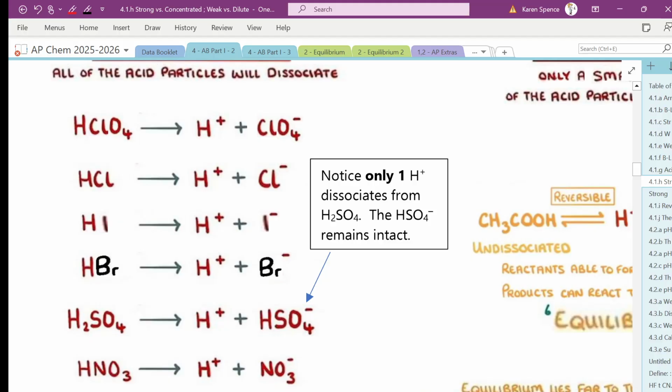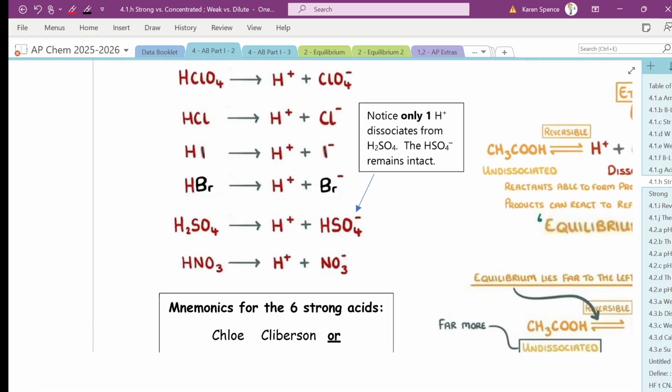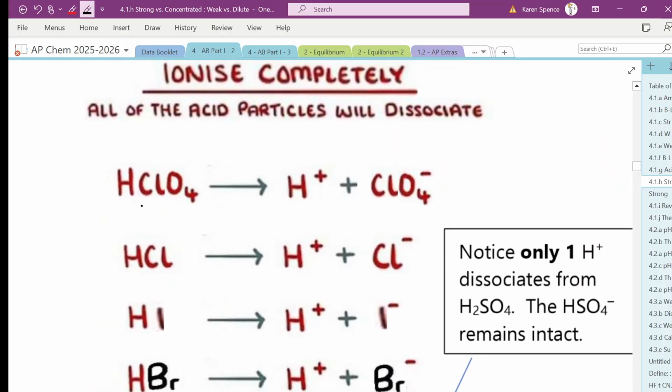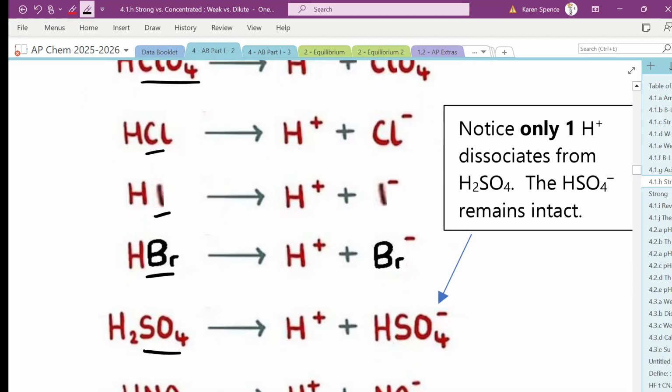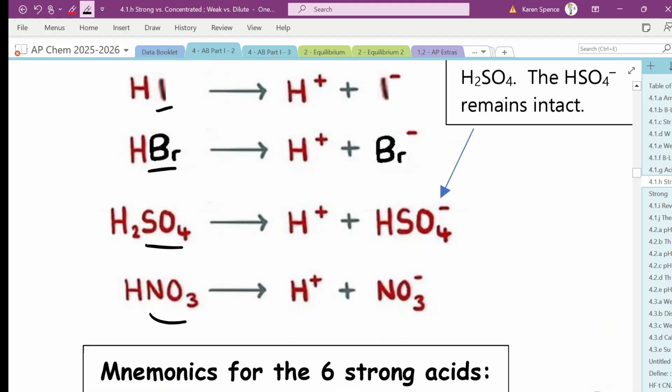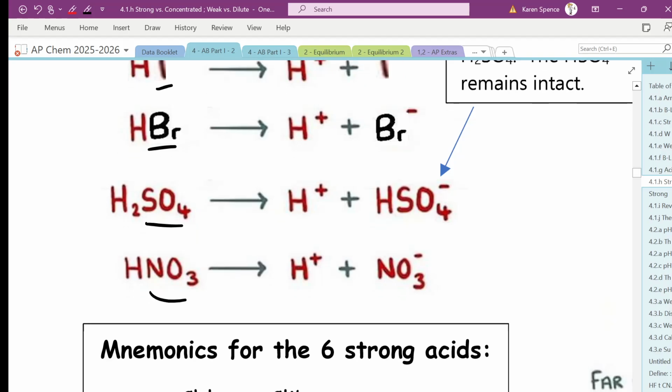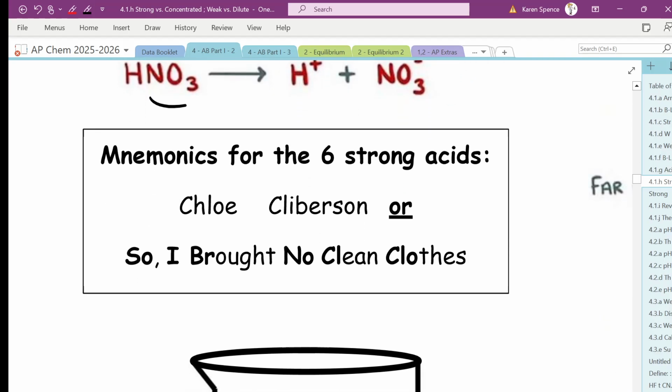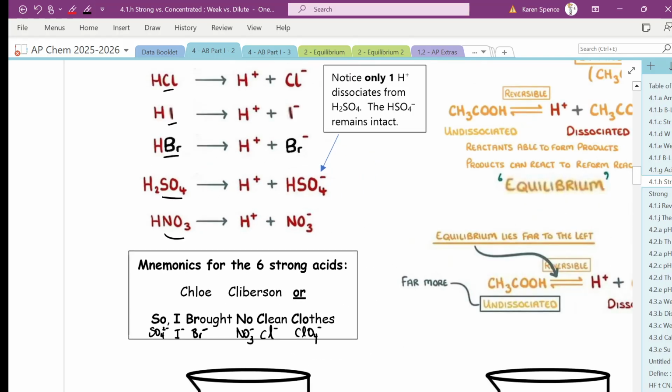So I have them in the order here of Chloe, Cly, Burr, Son. Okay. But you can also remember, so I brought no clean clothes. Okay. SO4, I, Br, NO3, chlorine, and ClO4. Is it ClO4? Yeah, okay.